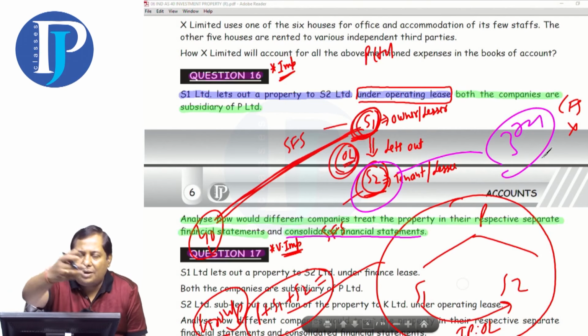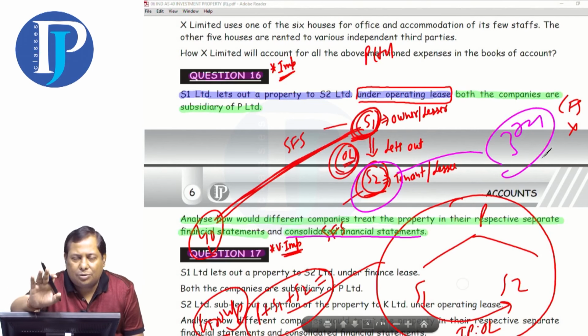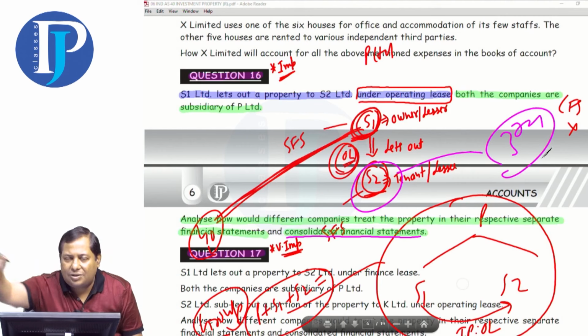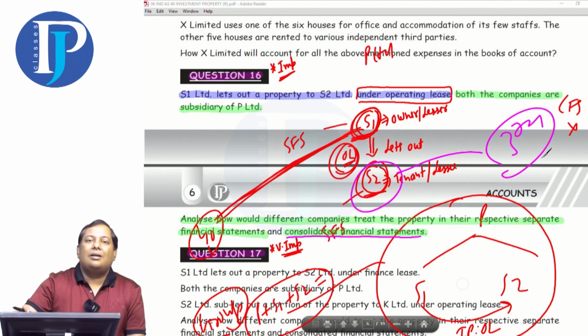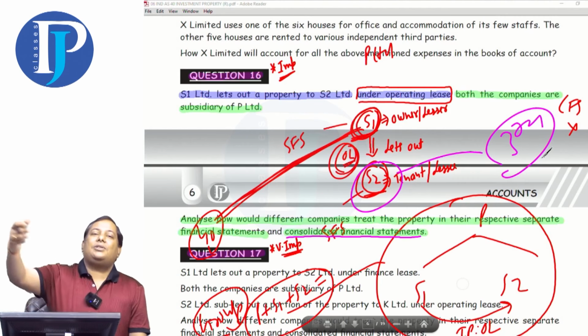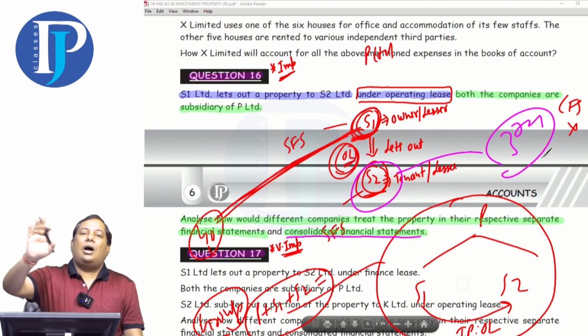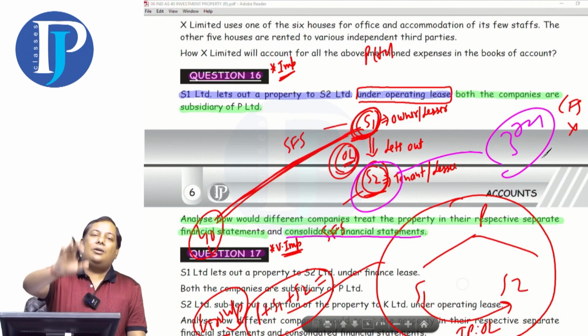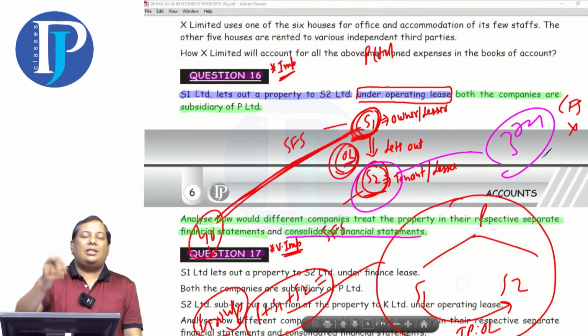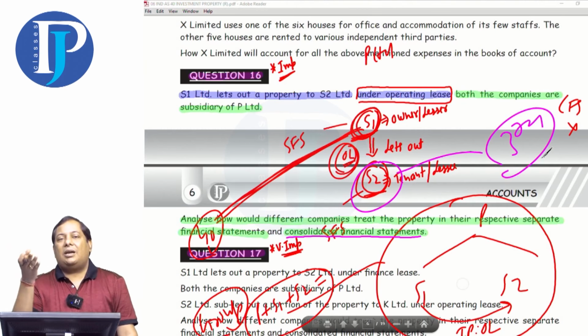Okay, S1 has given its property to S2. Now I hope this is understandable, right? Did S2 give it to someone else? When S2 did not sublease it to anyone, this means that your property is within the group. If it is used, then we'll apply AS 16. That's it. Third party's name wasn't mentioned and there is no sublease done, right?